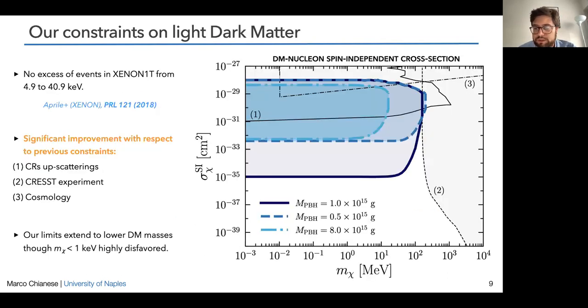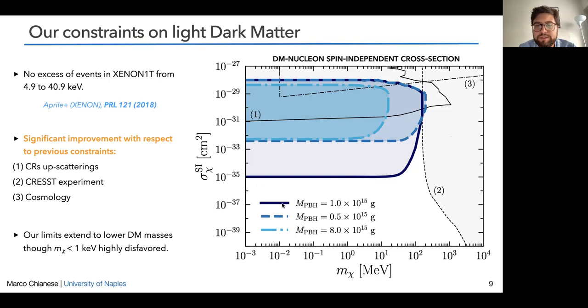So we consider the latest XENON1T result that has observed no excess of events in this energy range. And then we recast their limits on GeV dark matter particles to light dark matter particles produced in the EPBH dark matter scenarios. And then we get these constraints for the spin-independent dark matter cross section as a function of dark matter mass. As you can see here, we found a significant improvement with respect to previous constraints, shown here by the gray area. We are able to improve by up to 4 orders of magnitude in cross section, and stronger constraints occur in the case of a PBH population with a mass of 10^15 grams.